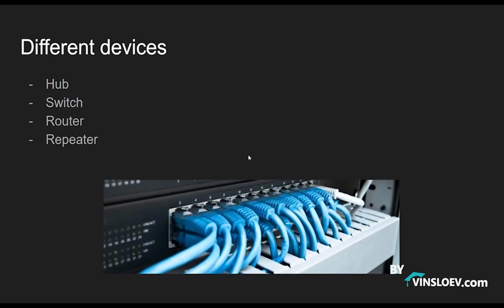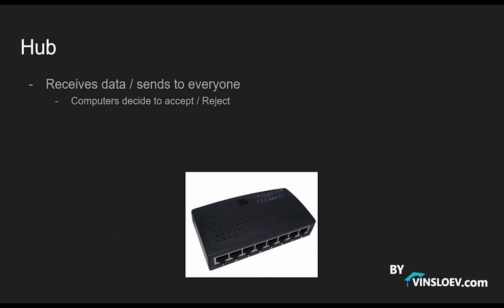So what are the different devices that we're going to talk about? We're going to talk about a hub, a switch, a router, and a repeater. So what is a hub? Well, a hub is a very dumb device. As you see on the picture here, you have probably seen one before, or maybe you use one in your own network right now. What a hub does is basically just receive data and then send it out to everyone connected to the hub.